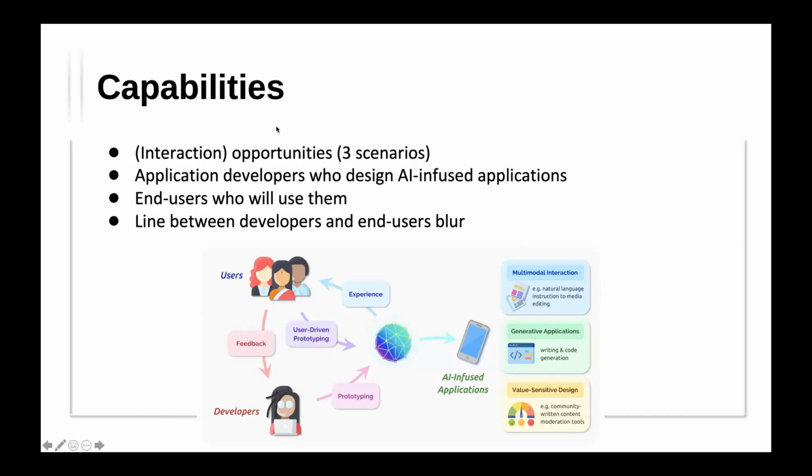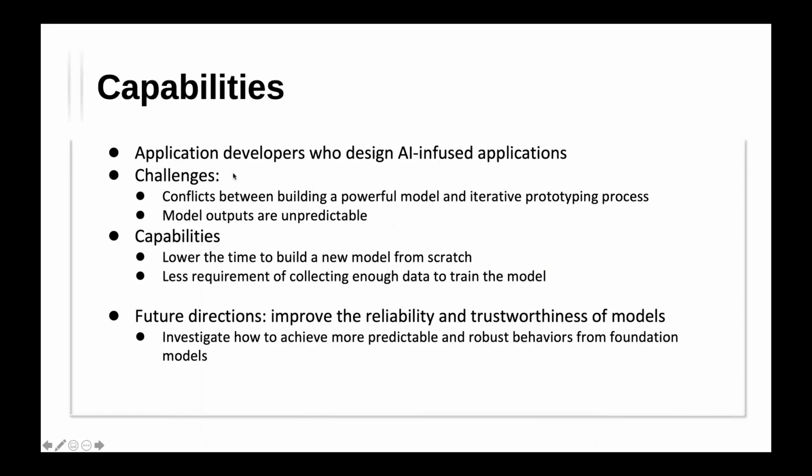And then the last capability is called interactions. But I think this part involves more social impacts. Basically, if we have foundation models, then application developers and end users would be influenced, and the line between developers and end users would blur. Specifically for application developers who design AI-infused applications, the foundation model could definitely lower the time to build a new model from scratch. It also reduces the requirement of collecting enough data to train the model.